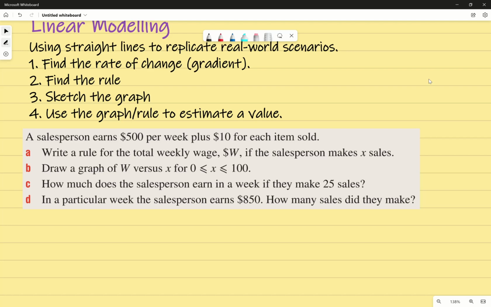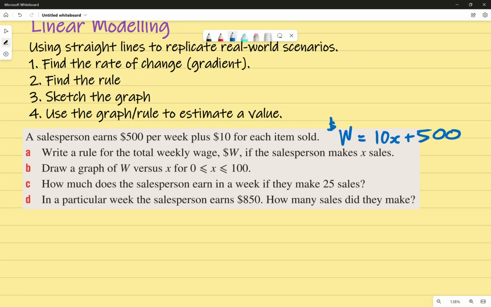That's perfect. So the $10 per item, we're assuming a one week wage, is $10 per item. Per item, that's a rate. So the gradient would be 10. So if I was to write a rule, it would be W dollars, because that's what the question's given me, their wage is W, equals 10x, because that's $10 per item, plus 500. Because no matter how much he or she works in that week, they get that $500.